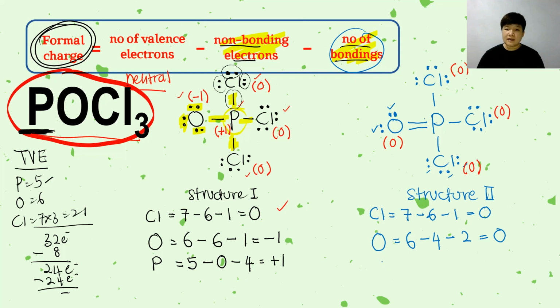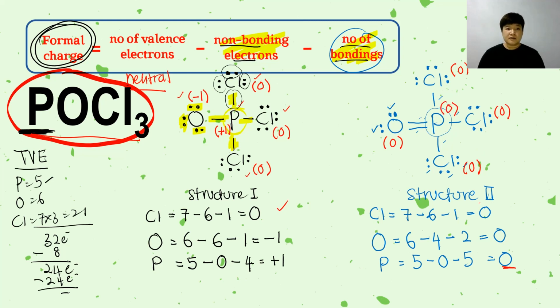Last but not least, let's calculate for phosphorus. Phosphorus over here is 5. 5 minus non-bonding electron. There is no non-bonding electron, so minus 0. Minus number of bonds. How many bonds around the phosphorus? 1, 2, 3, 4, 5. So minus 5 equals 0. So the phosphorus calculated over here in your structure 2 is also 0.